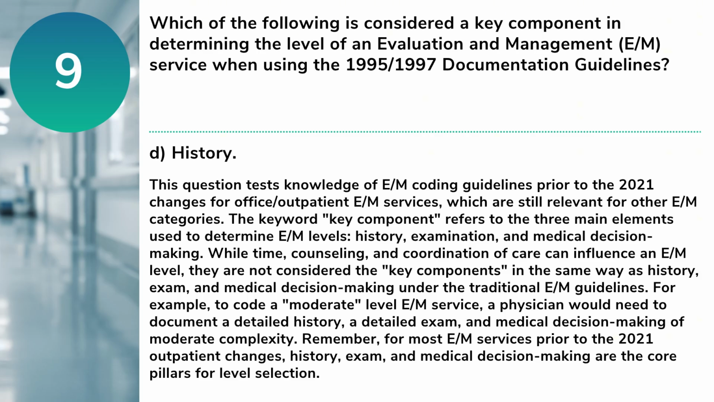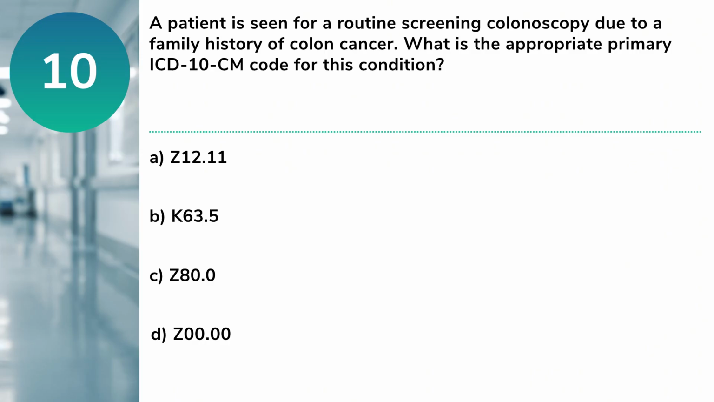Question 10. A patient is seen for a routine screening colonoscopy due to a family history of colon cancer. What is the appropriate primary ICD-10-CM code? A. Z12.11. B. K63.5. C. Z80.0. D. Z00.00.